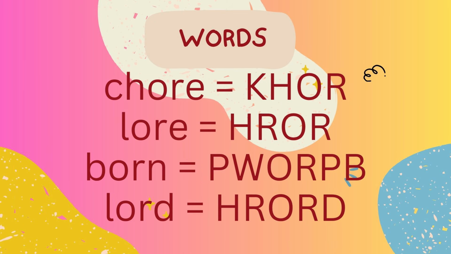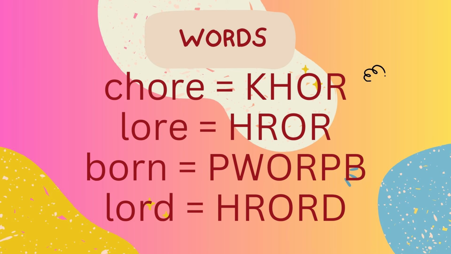So we have here another example of words that apply the OR rule: chore, lure, born, and lord. These words apply the OR only since they don't have the double O's. So chore, it's initial KH, vowel O, final R. Lure, initial L, vowel O, final R. Born, initial B, vowel O, final RN. Lord, initial L, vowel O, final RD.